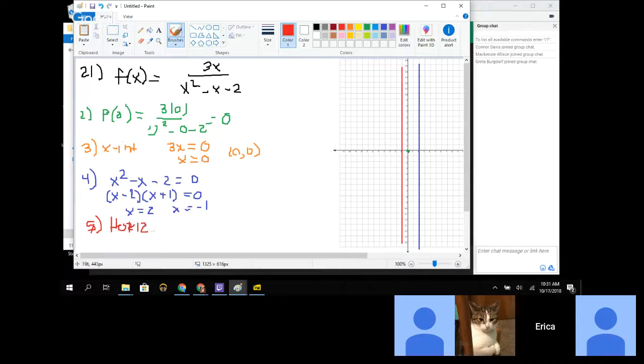Horizontal, remember. Okay, so horizontal asymptotes, I'm going to compare my exponents, right? So the exponent in my denominator is bigger than the exponent in my numerator. So that means it's case A, right? The line y equals 0 is my horizontal asymptote. So basically because x squared, the squared is bigger than x, right? When I compare my exponents, then my horizontal asymptote is y equals 0.